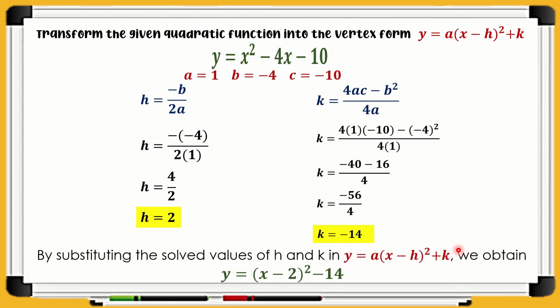So, by substituting the solved values of h and k in y is equal to a times the square of x minus h plus k, we obtain y is equal to, since our a is equal to 1, therefore we have here invisible 1, x minus 2 for the value of h, minus 14 for the value of k. So we arrive with the same vertex form in our first activity. So we may use those step-by-step for the formula.